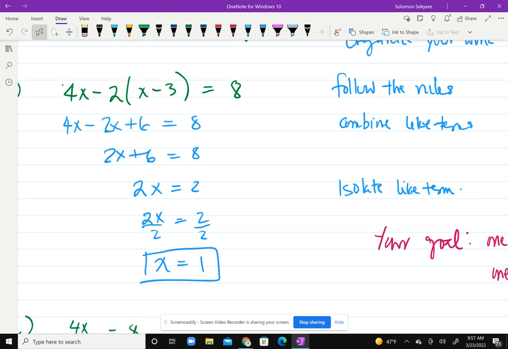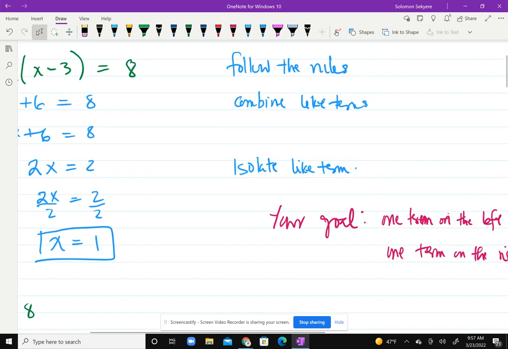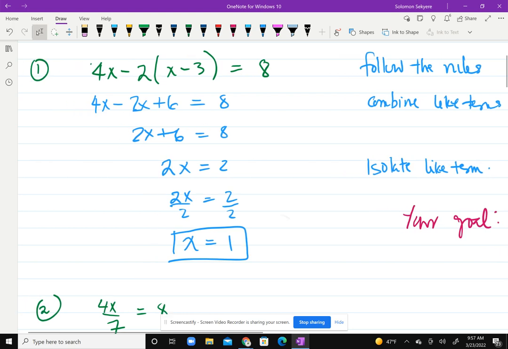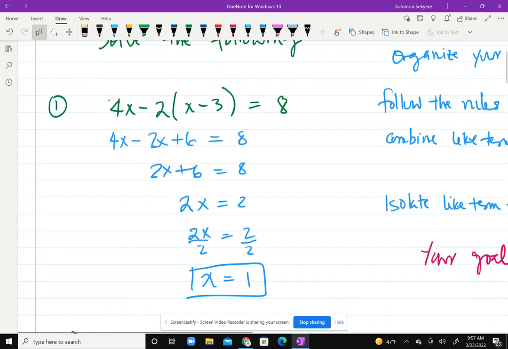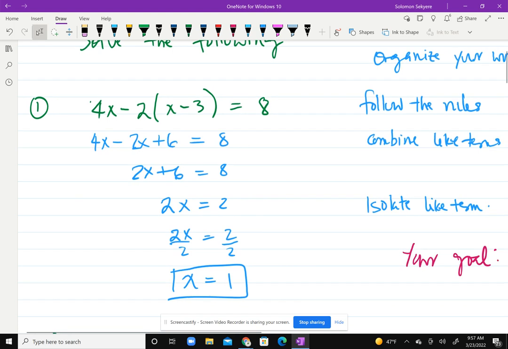Okay, so one variable equations. Your goal is to reduce everything to just one term on the left and one term on the right, and then find your variable. Okay, here: 4x minus 2 parentheses x minus 3 equals 8. Let's solve this one here.